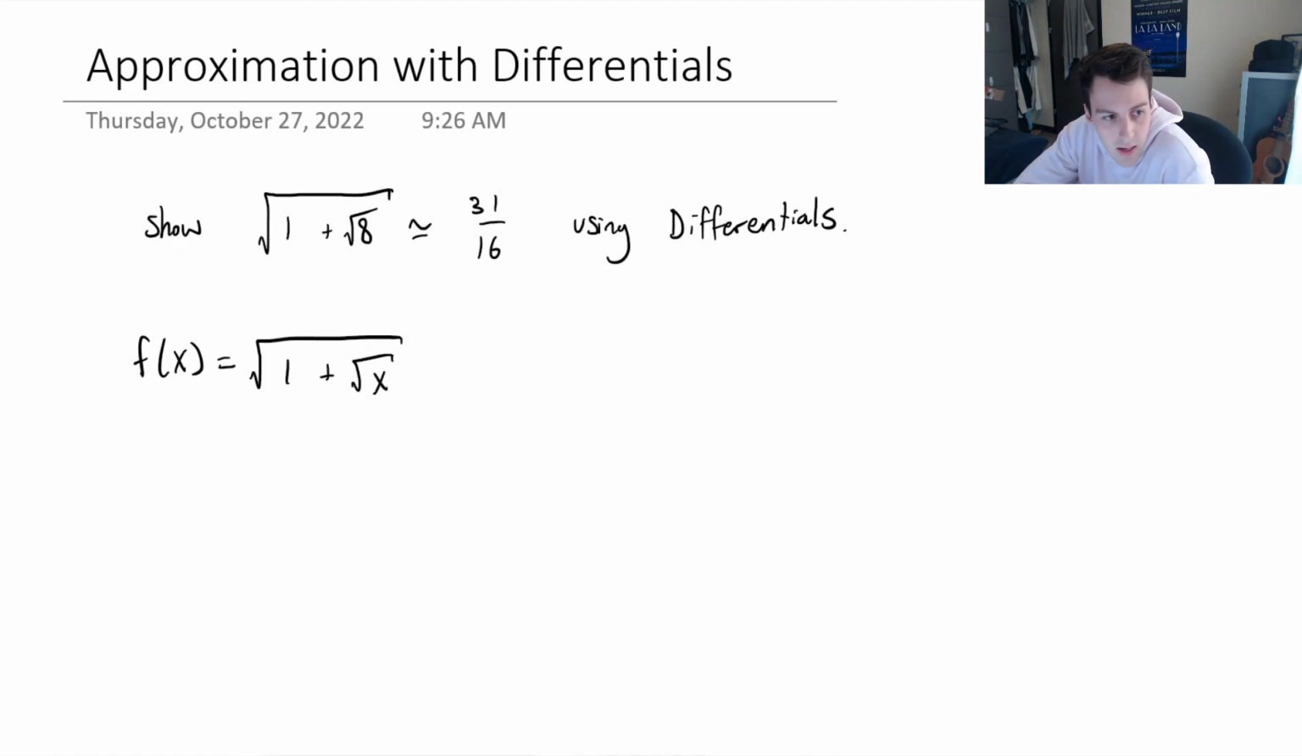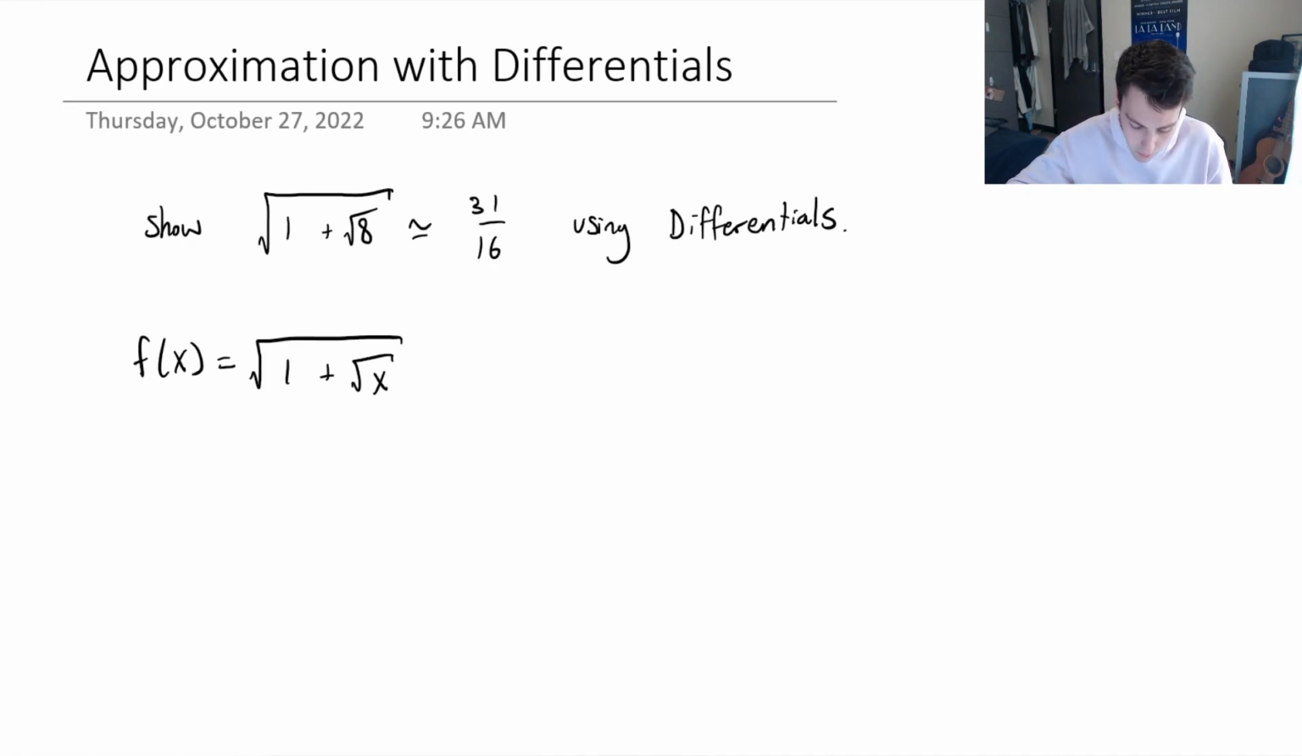Because notice that if I can evaluate f of 9, because I know what the square root of 9 is, right? And then I can use this, because for the square root of 8, I'm only changing the x by a value of 1, and that should be pretty close to the function's value at x equals 8. So this would be a good approximation if we used differentials or linear approximation.